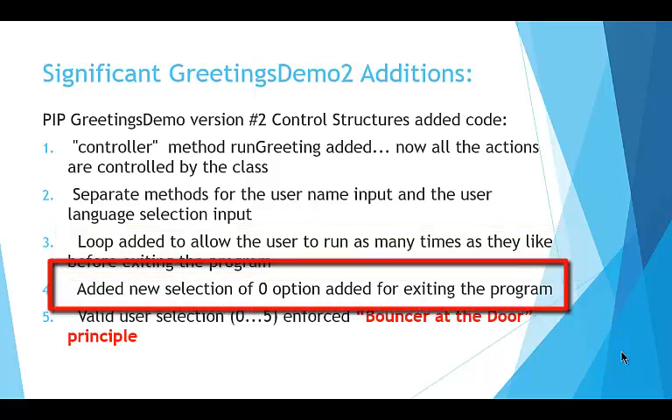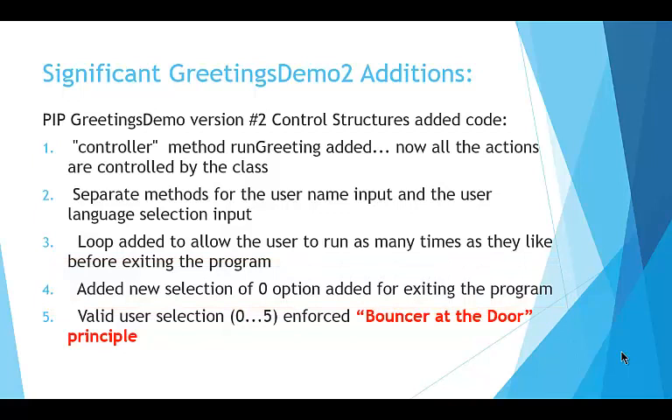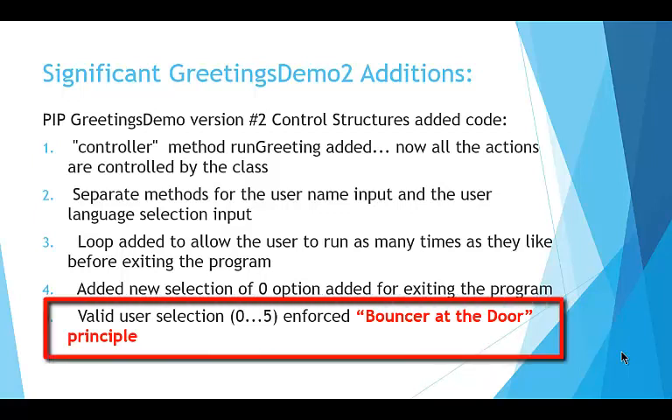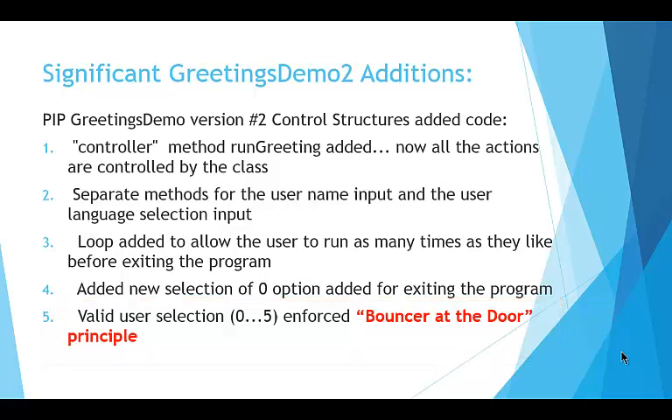The fourth significant addition is that in order to run this many times, we need to allow the user a way to stop the program. And so we've added a new selection of 0 as an option to exit the program. And finally, we demonstrate the bouncer at the door principle. We want to validate the user selection, make sure that it's in the right range of values, 0 through 5, so that the rest of our code can just be built upon the assumption that the selection has valid information in it. Let's take a look at that code.